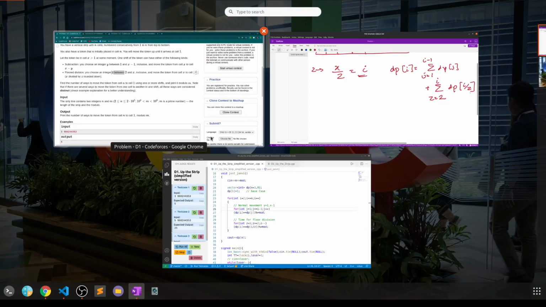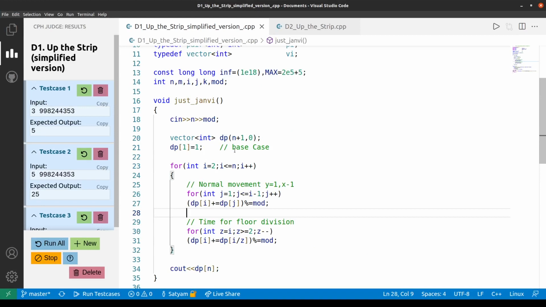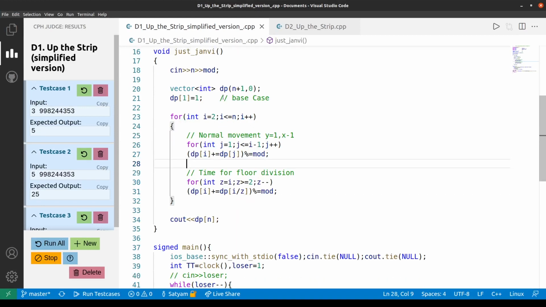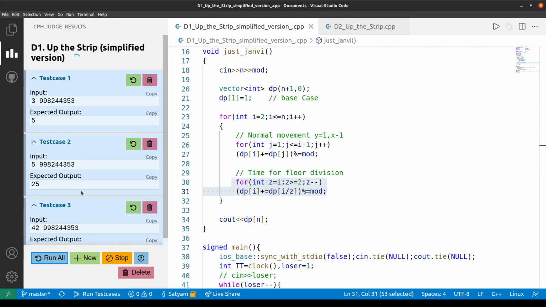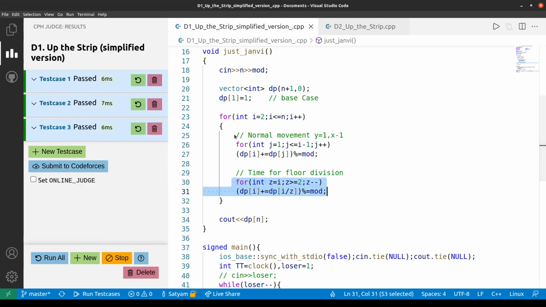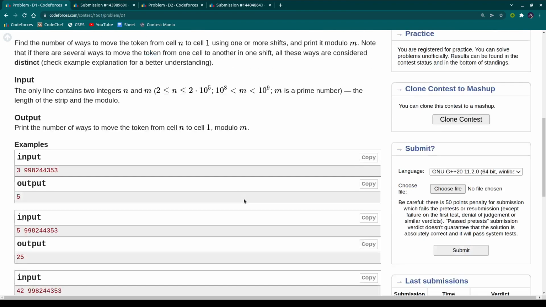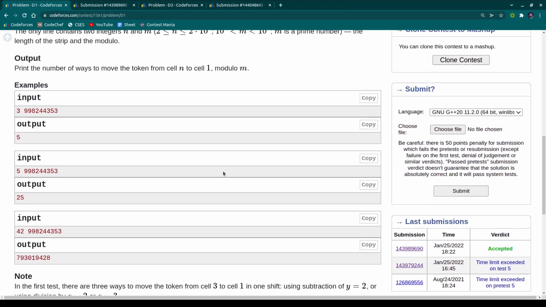First I am showing the code without optimization to explain the problem more clearly. dp[1] equals 1 is our base case, meaning there is only one way if we are already at cell 1. For the transition, the first loop runs for i from 2 to n, and in the second loop we choose the y's from 1 to i and sum the dp values. For the floor divisions we handle the second transition that I described. This passes all the sample test cases given in the problem, but since n goes up to 10 to the power 5, we get TLE on 5 test cases, which is pretty large.